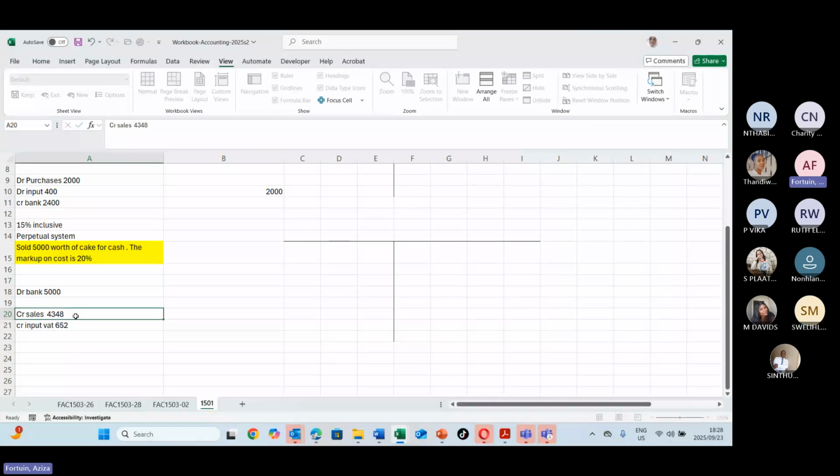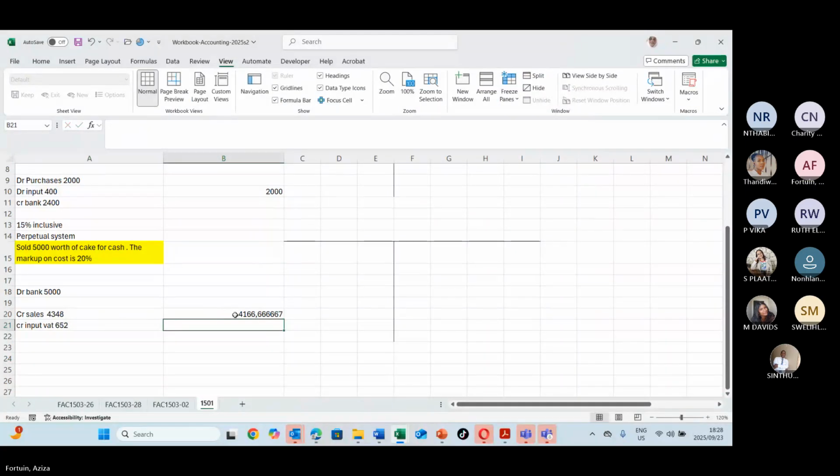48. So this was correct. This was correct. Okay. Let me just check. 5,000 divided by 1.15. Oh, okay, so you were correct there.